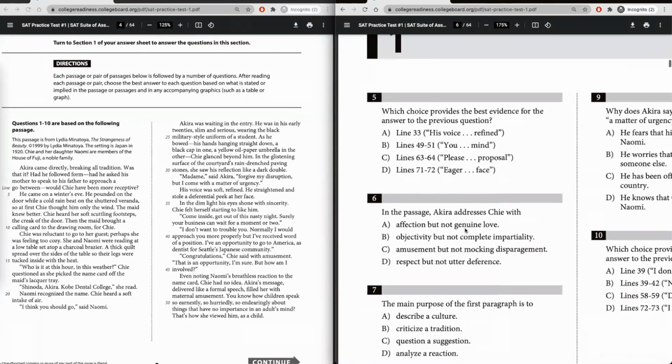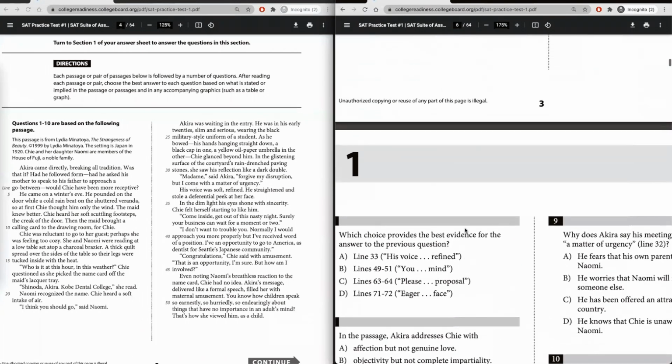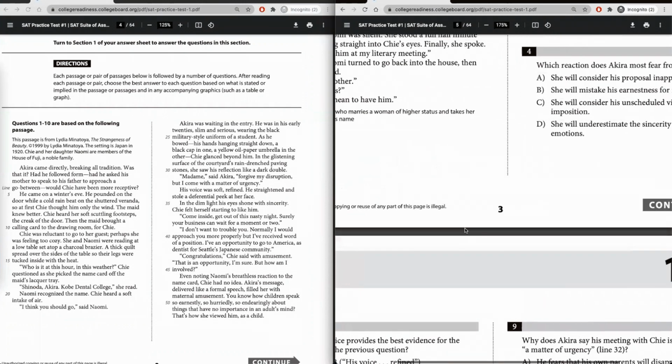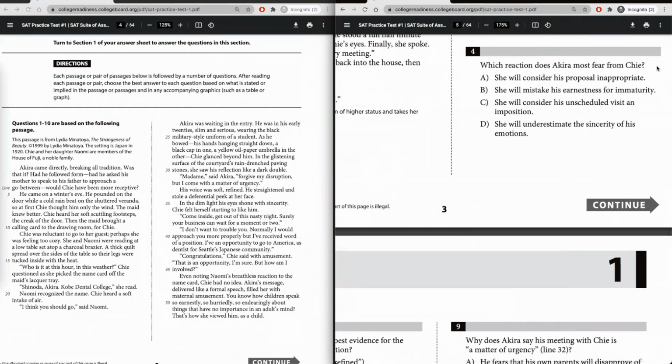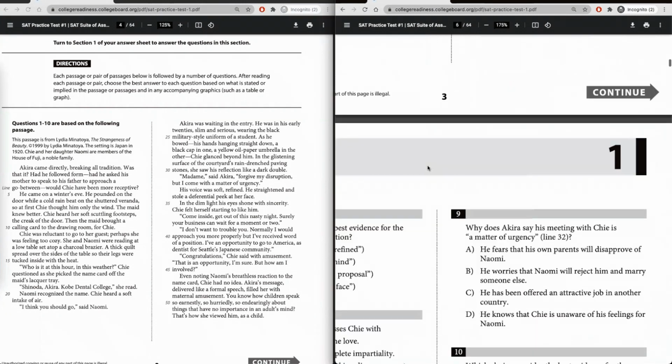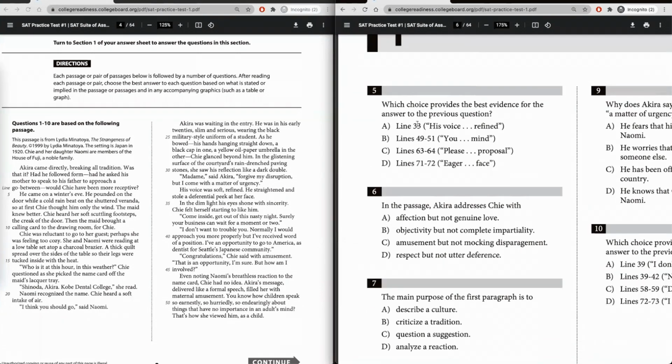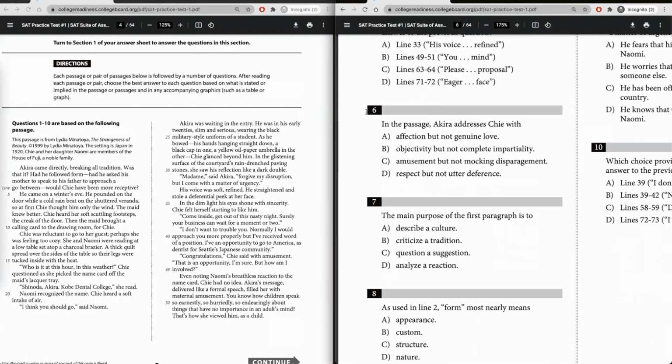And then number 5, so number 4 and number 5, I call them buy one, get one free questions because they're paired together. Well, here's the question. Now, where did you find the answer for that question? So we're going to just skip over that. Number 6, what are keywords in this? Well, we can say, okay, how do they address each other? So Akira addresses Chi with, so we don't know. That's all we're going to underline.